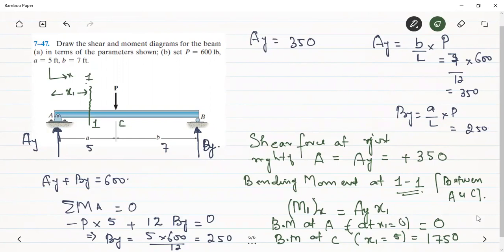So we have got the shear force between all the points between A and C. Shear force will remain constant up to C. And we have seen the bending moment varies. It is 0 at support A, and it is 1750 at point C. So now let's calculate the shear forces by taking another section between B and C.